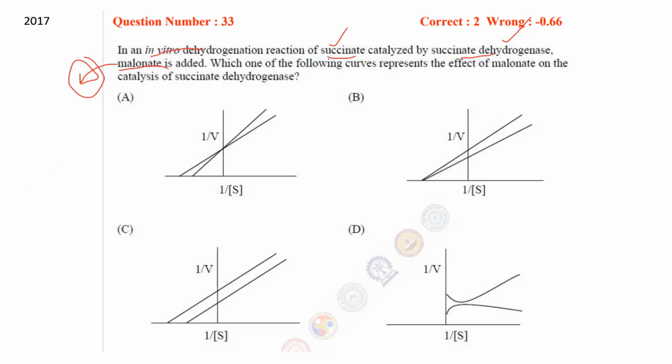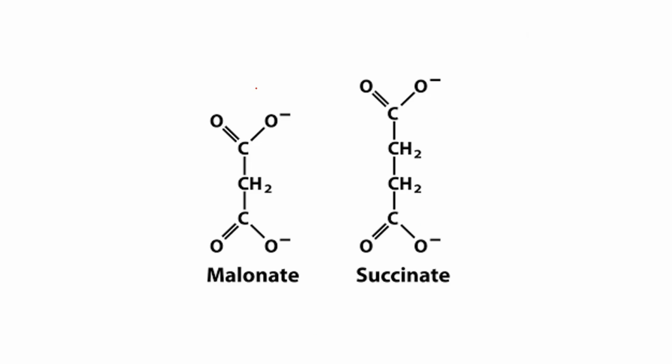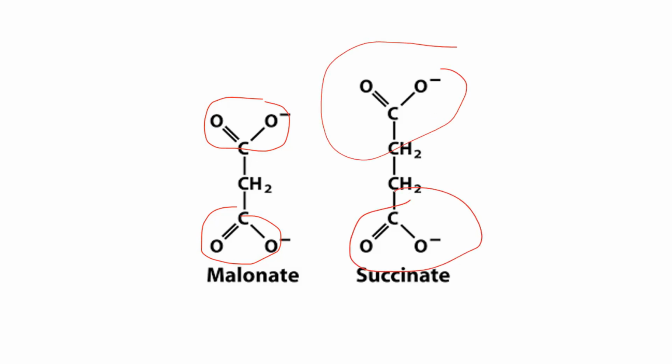So, to answer this question, first of all, we see the structure of both malonate and succinate. You can see there is a very similar structure. Both malonate and succinate have this carboxylic group at both ends. Malonate, and this is for succinate. Just the only difference is that succinate is longer by one carbon. The chain is longer by one carbon, and malonate is a little shorter.